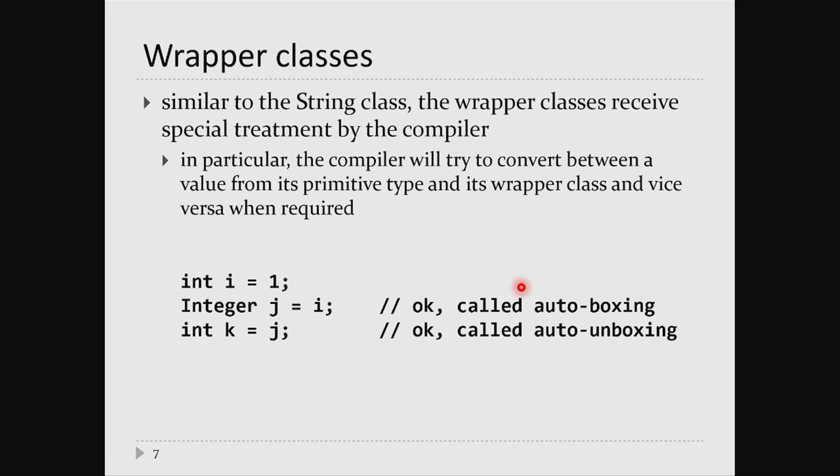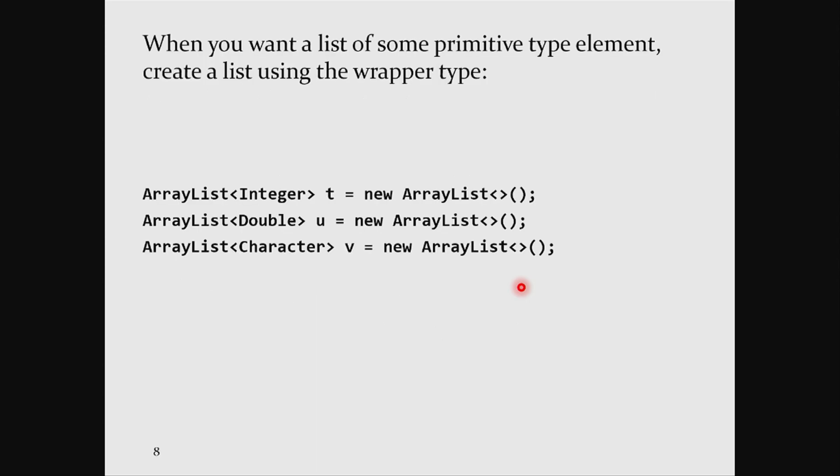And so, given the wrapper classes, now you can make lists of the wrapper class type instead of making lists of the primitive type. So if you want a list of int, you make an ArrayList of Integer. If you want a list of double, little d double, you make an ArrayList of big D Double. And if you want a list of char, you make an ArrayList of big C Character.